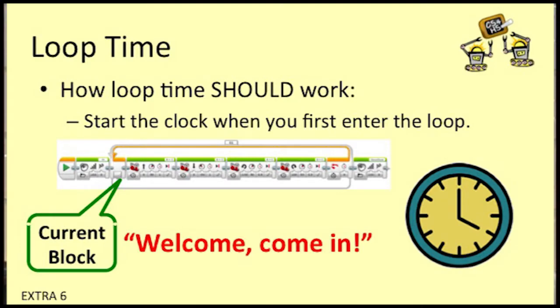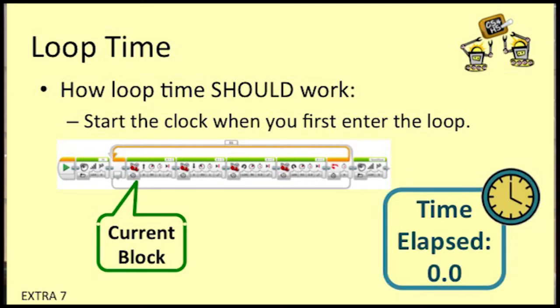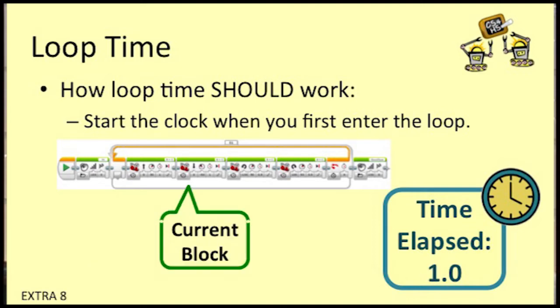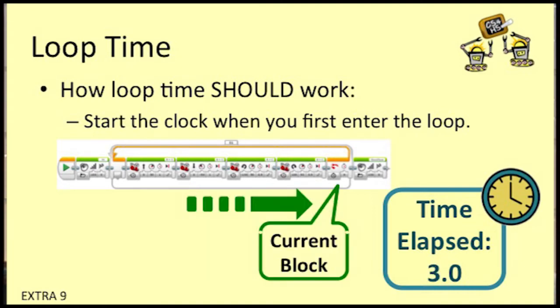As you know, the way a loop time should work is that upon entering the loop, we start a timer going. So our time elapsed when we arrive at the first block is 0. Once we finish that first move steering block, our elapsed time is 1 second. And fast forwarding through the example we used in the previous lesson, by the time you reach the end of the loop for the first time, 3 seconds have elapsed.